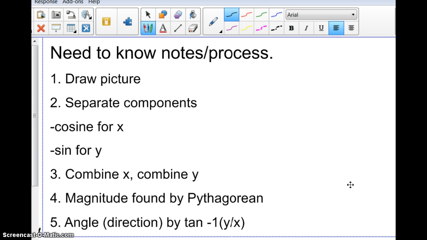Finally, we will determine the angle or the direction of a vector by using tangent raised to the -1 times the y divided by x value. So this is general steps, general ideas of what's going on, what we need to do. So we're just going to go on to the next slide.